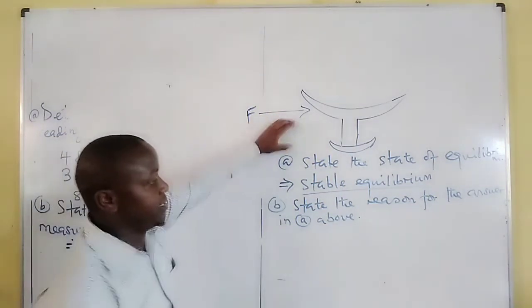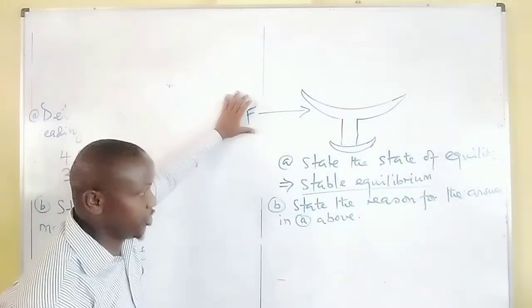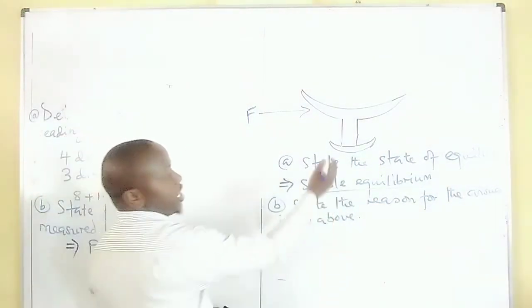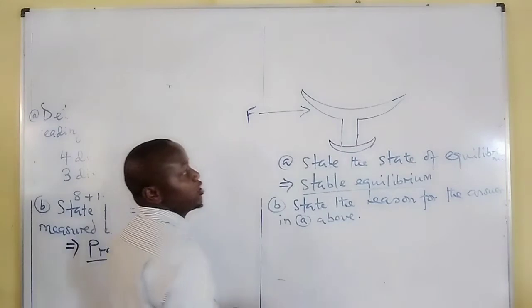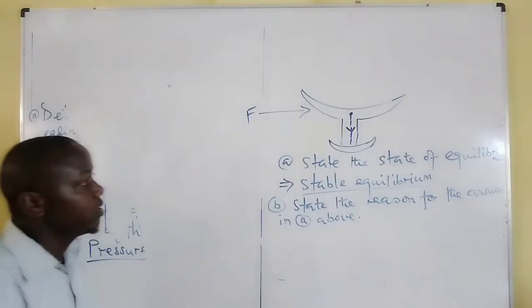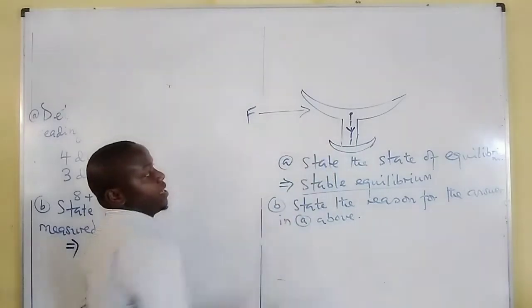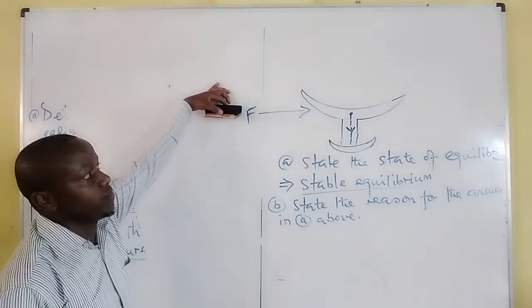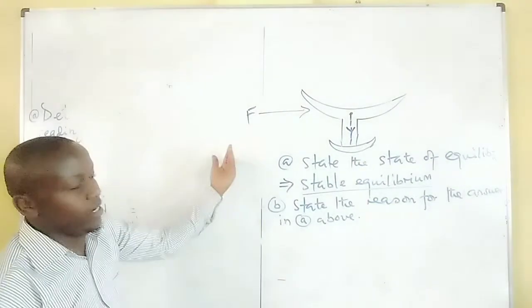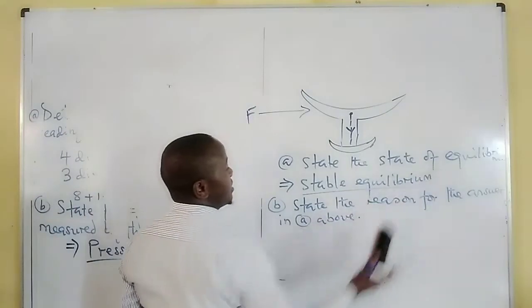If the state is stable, that object comes back to its original position when the force is withdrawn. In this case, according to the shape of this base, the line of action of the center of gravity of this stool will still be acting within the area, because the area is a bit broad. Therefore, even if we displace this stool and withdraw the force, that stool is going to come back to its original position. And therefore, the state is going to be stable.